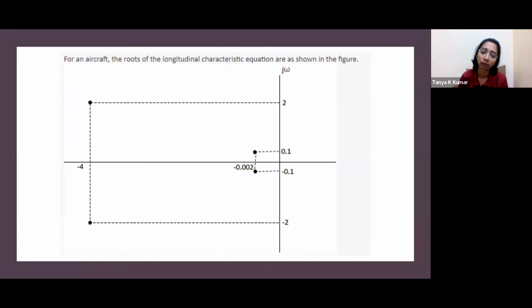So they've given you the four roots of that equation, s to the fourth plus b s cube plus c s square plus d s plus e. So you have two pairs of complex conjugates like we mentioned before. What are the roots? It's 0.002 plus or minus 0.1j. You have minus 4 plus or minus 2j. So these are your two pairs of complex conjugate roots.